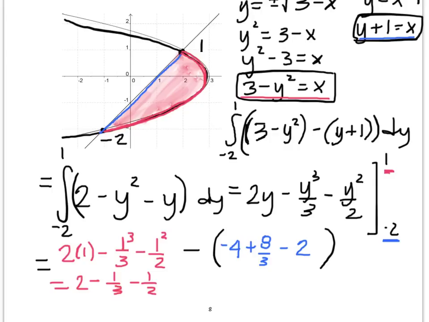So if we distribute that negative, this is where most people mess something up. And hopefully I'm not messing it up right now because that's really awkward otherwise. -8 thirds, and this becomes a +2.